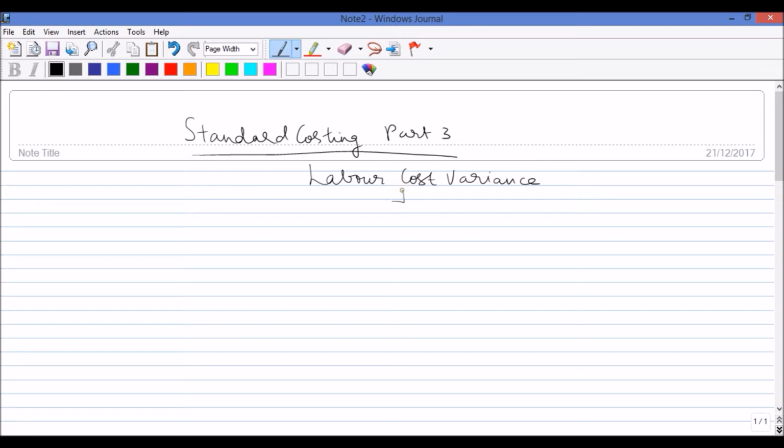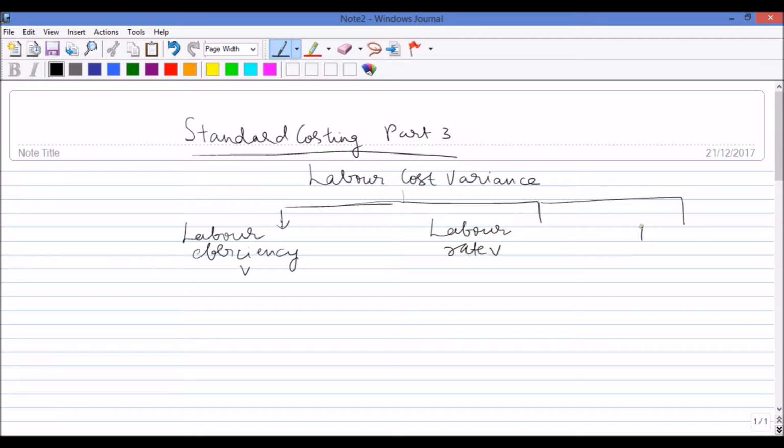Labor cost variance is divided into parts. One is the labor efficiency variance. Then we have labor rate variance, and then we have labor idle time variance if idle time is given.